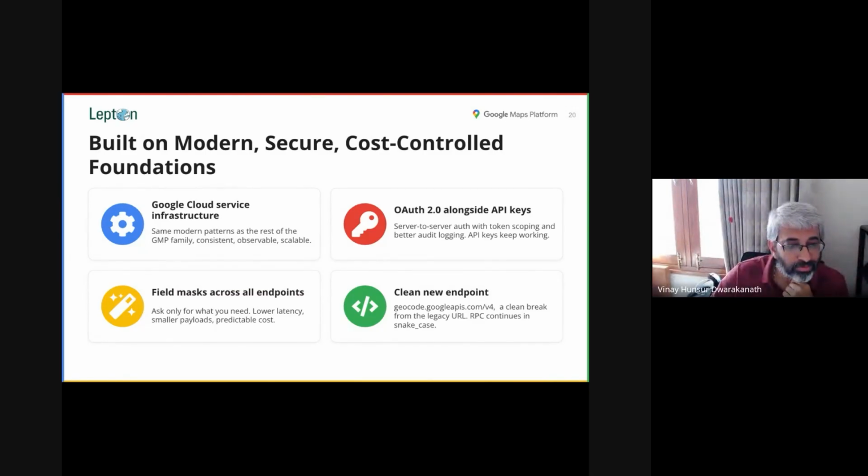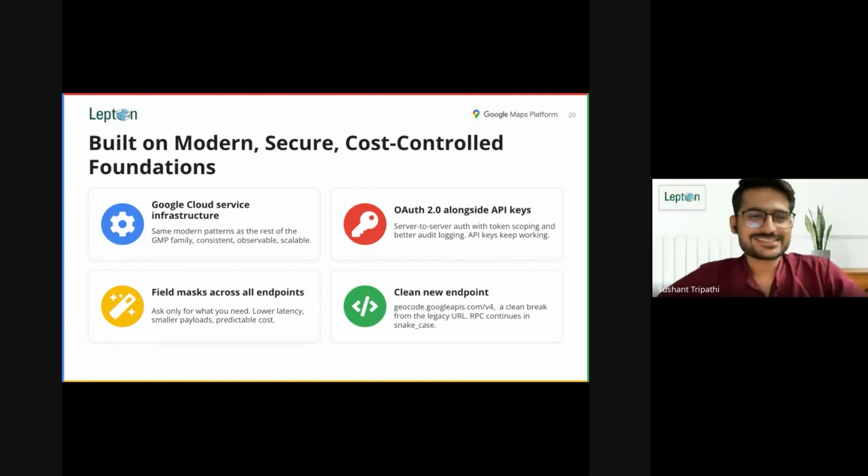So with that, now Sushant will switch to his sandbox and show you what all of this actually looks like in real code. Something I just cannot do. Over to you, Sushant. Thank you so much, Vinay, for this.